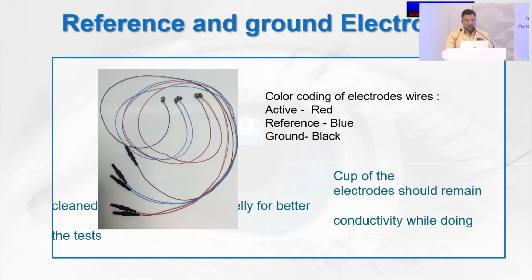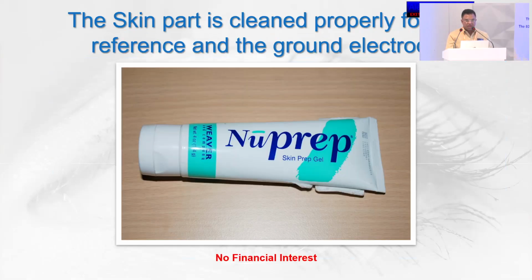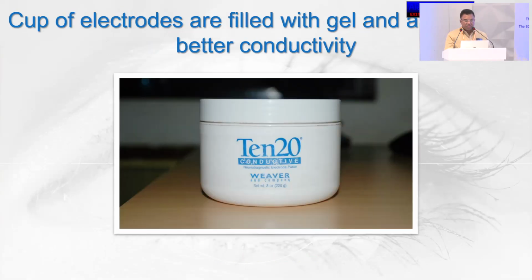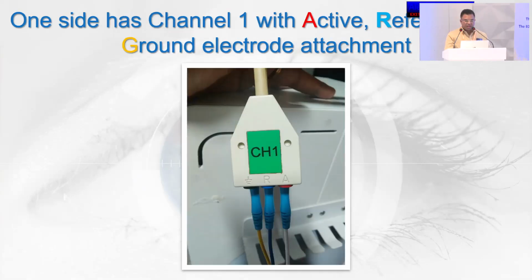Now the color coding: if we look at the adapter wires and the electrode wires, the active electrode is usually red in color, the reference electrode is usually blue, and the ground electrode is usually black. Now, what kind of gel do we use? The skin part is usually cleaned for the reference and the ground electrode. The cup electrodes are filled with gel and are attached for better conductivity.